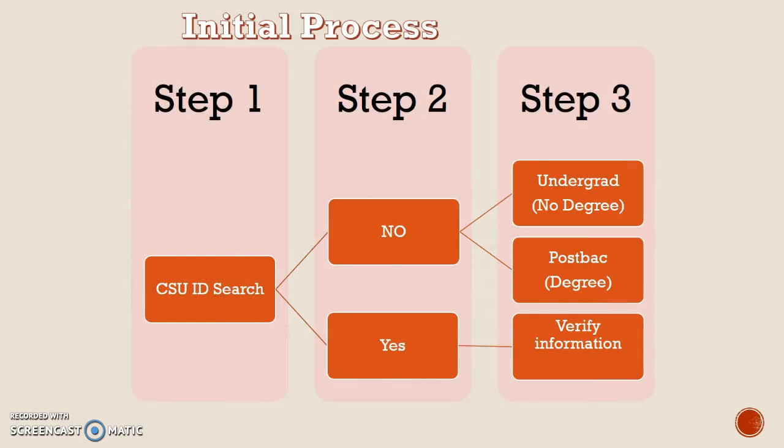The initial process. Step 1 is to identify if the student is in the CSUSB system. In order to do so, we must look at the CSUID search. Here's where we input the student's first and last name to see if they are in the system. Step 2 is to determine whether they are or are not in the system. If they are in the system, we must verify their information. If they are not in the system, a new student ID will be generated. In order to do so, we must first identify whether they are an undergrad or a postbac.